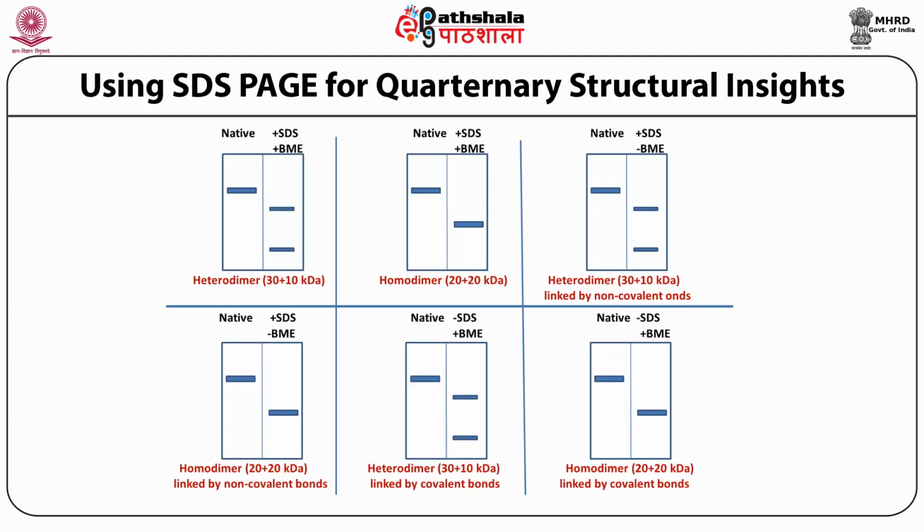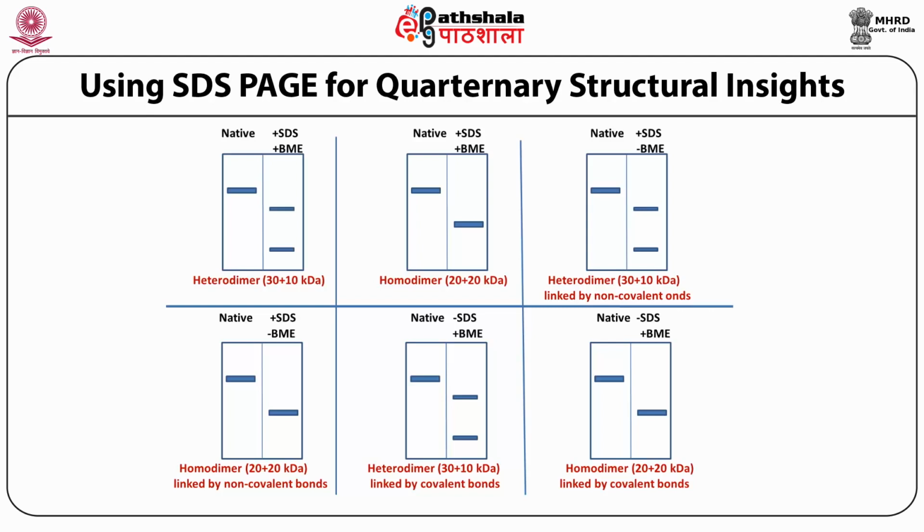Coming to the second situation, we have a 40 kilodalton protein in the native gel, and in a denaturing gel with SDS and beta-mercaptoethanol, we have a single band of 20 kilodalton. This reflects that the protein is a homodimer with the subunits measuring 20 kilodalton each.